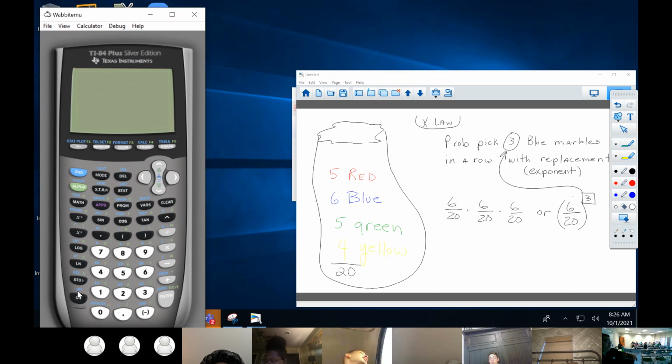Blows my mind. All right, I use parentheses. So I'm going to type in 6 divided by 20, and I'm not going to type in 6 divided by 20 3 times. I'm sorry, raised to the 3rd power. 0.027. There is your probability. So what is the probability of you picking 3 blue marbles in a row? Just about impossible. 3 blue in a row.